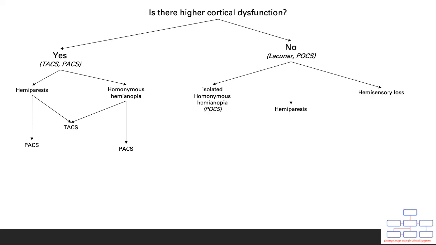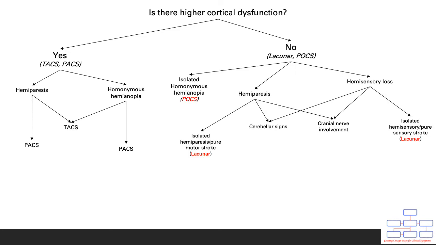So once you've narrowed down the likelihood that your patient's presentation is secondary to either lacunar or posterior circulation strokes, it is then time to look out for the associated symptoms. I would initially look out for the following 3 presentations. Is there homonymous hemianopia? If it's an isolated case of homonymous hemianopia, it is quite likely to be a posterior circulation stroke. Is there hemiparesis and is there hemisensory loss?